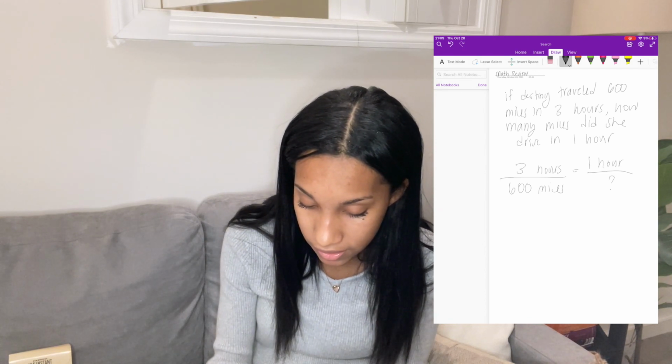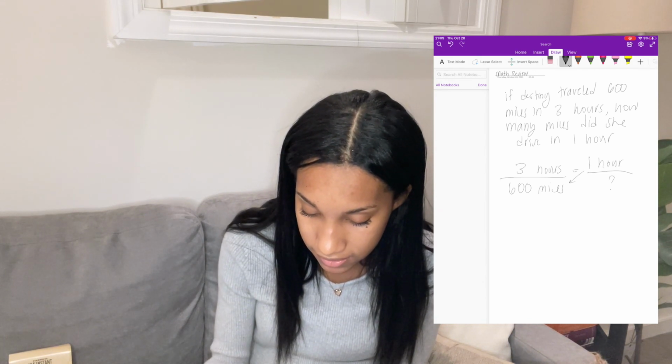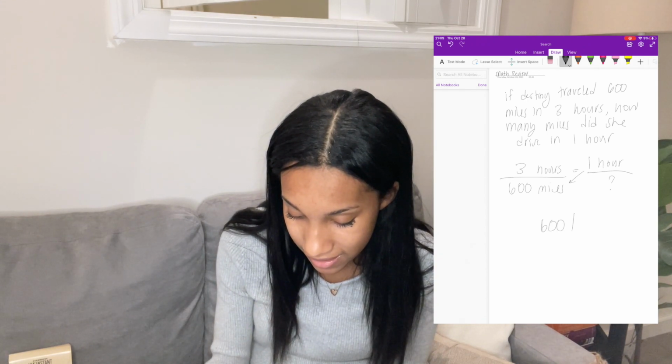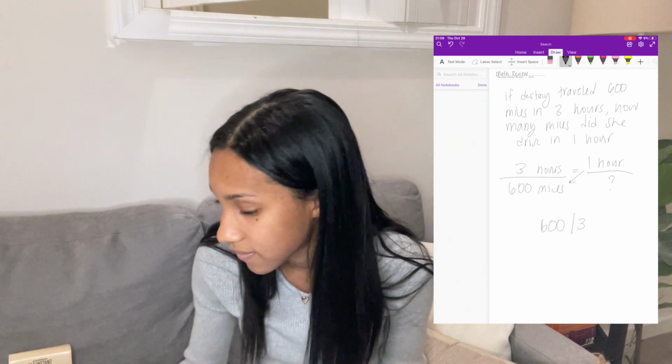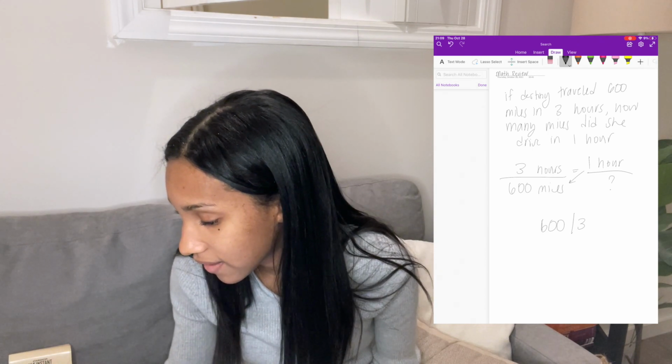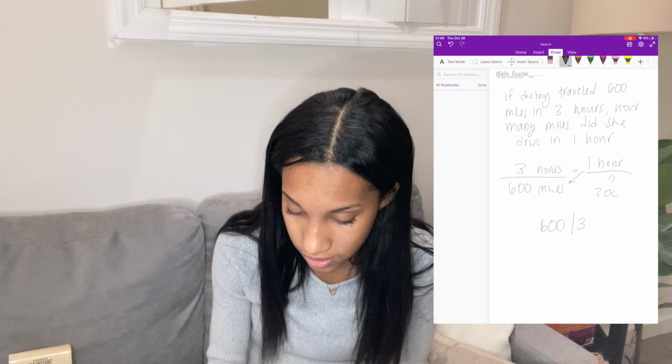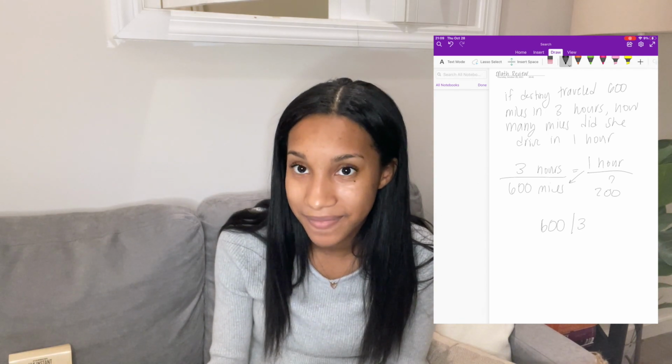So you're going to cross multiply and then divide. 1 times 600 is 600. Then divide that by 3. Hopefully I have a nice number. Oh, 200. So that means 200 miles in 1 hour.